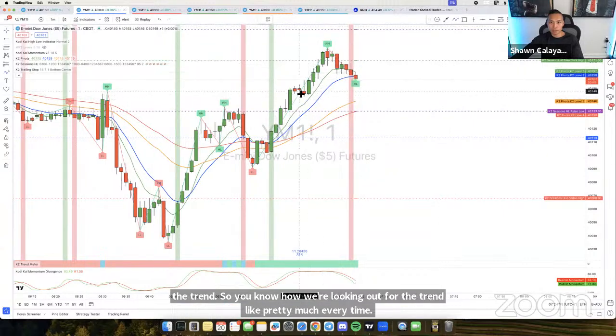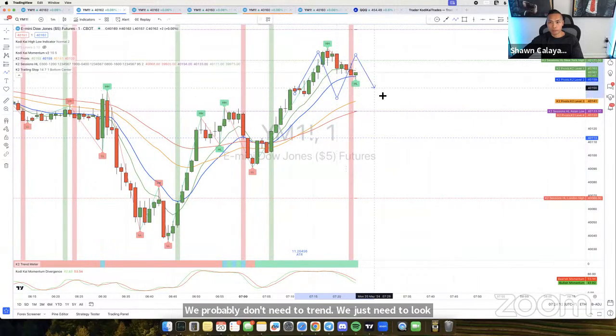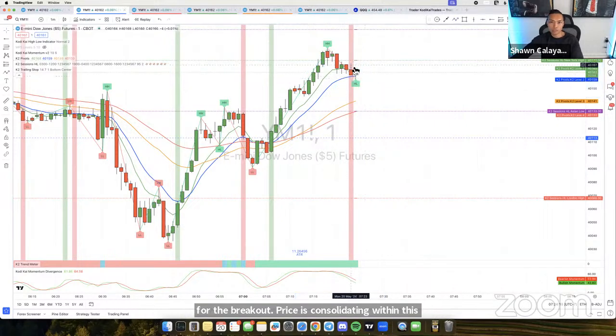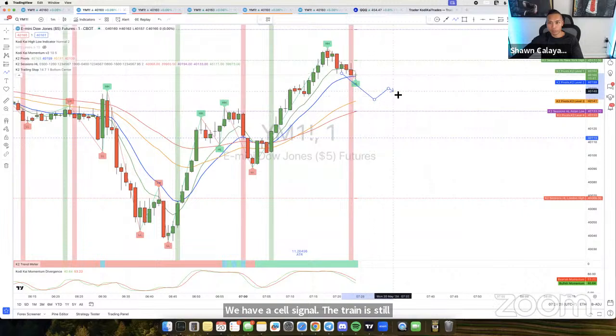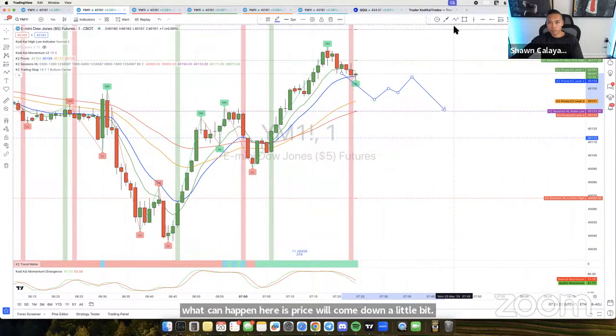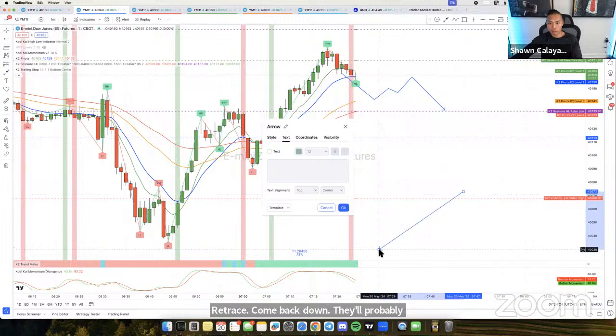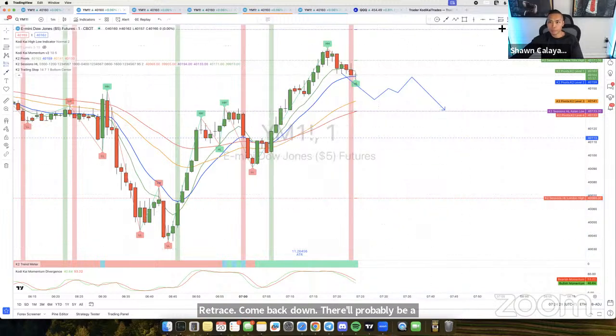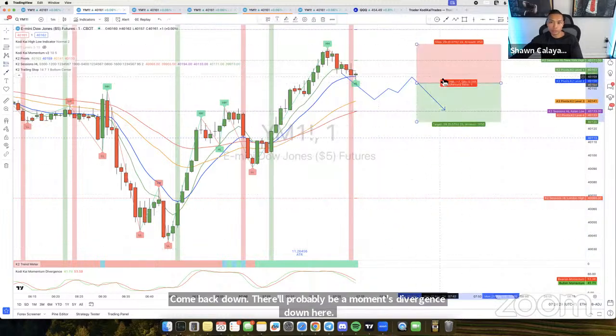Price is consolidating within this middle area right here. We have a sell signal. The trend is still bullish, but what could happen here is price will come down a little bit, retrace, come back down. There'll probably be a momentum divergence down here, and you can maybe take that for a small trade if you wanted to.